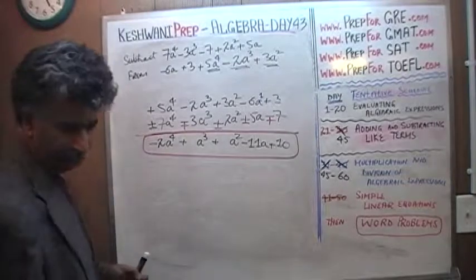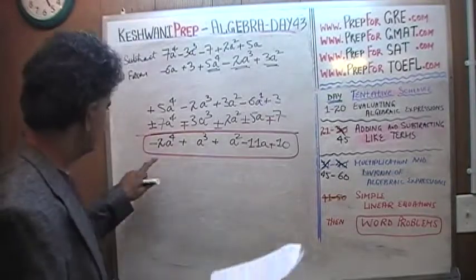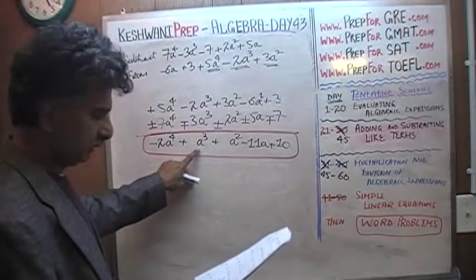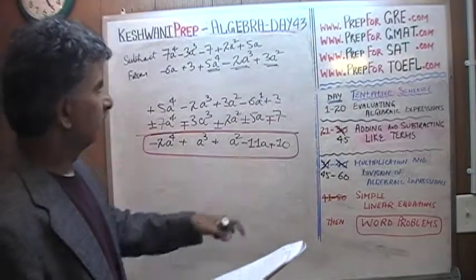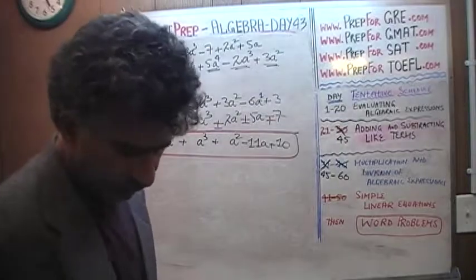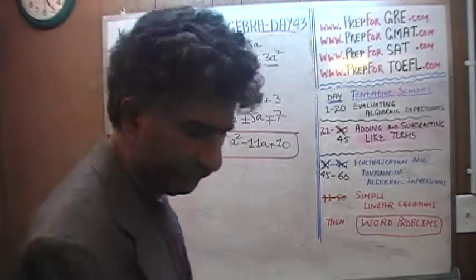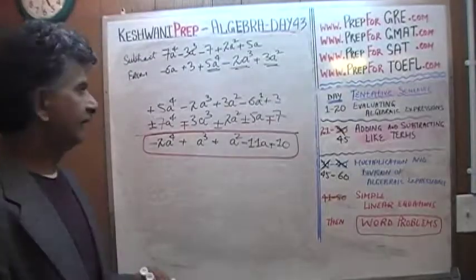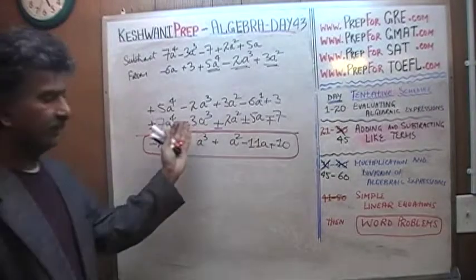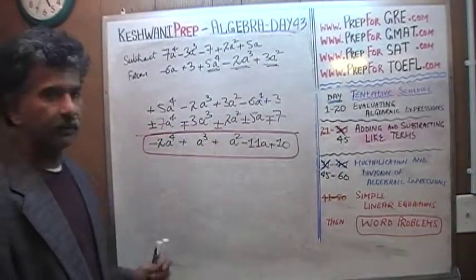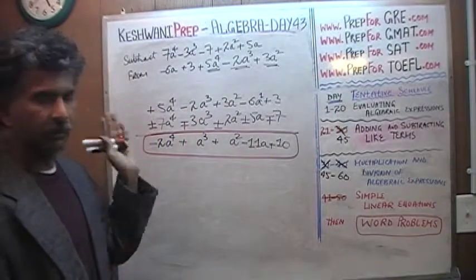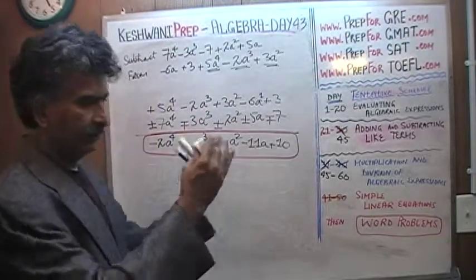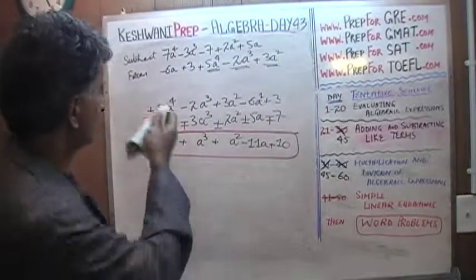This is our answer. Let me make sure that I have the same answer in my notes here. Negative 2a to the fourth plus a cubed plus a squared minus 11a plus 10. That's exactly it. Now we're going to do the same problem in a second method. This is one method where you line up one expression and the other. The other method that we're going to do is the horizontal method, where you write one expression and then write the other expression next to it. We'll do that on top here.